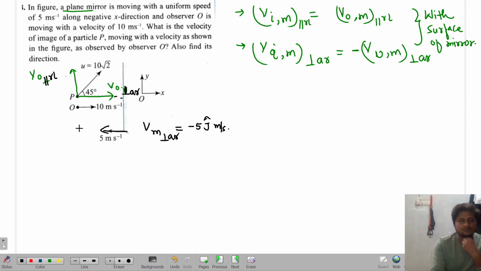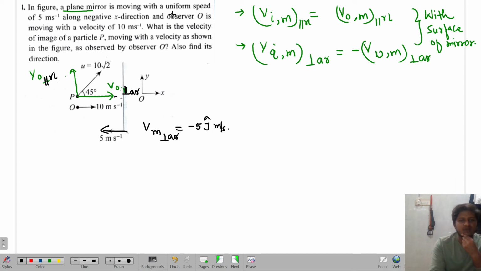First, I measured it with respect to the mirror. Then I did it with the observer. Then with respect to the observer, that also you can do. Okay. So two things are there.